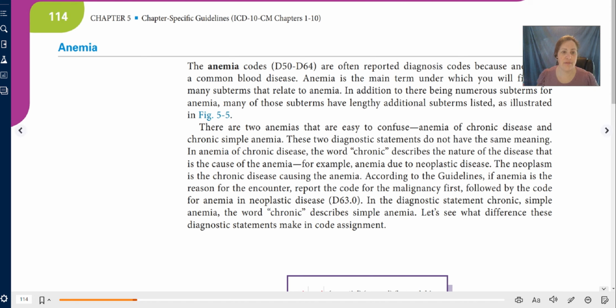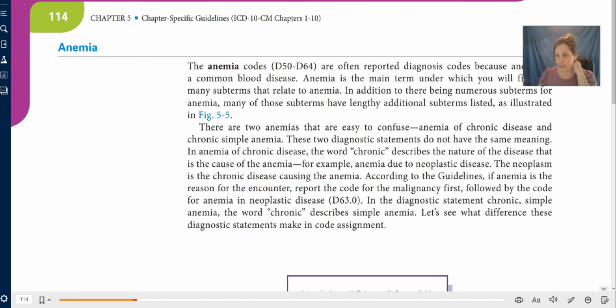This one is a pretty straightforward section. This is for the hemic, or the blood organs, and the diseases that go along with it. I'm actually using your Bucks textbook for this because it's pretty straightforward. I don't have a whole lot to explain to you. So I'm on page 114 in your Bucks book.